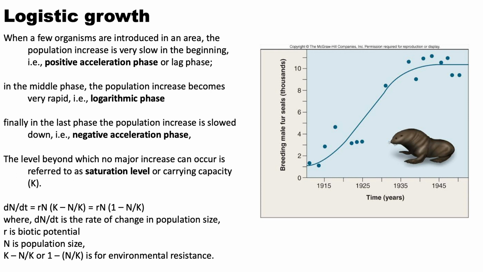the growth rate is very slow, and this is known as the lag phase or positive acceleration phase. Then in the middle phase, the population starts increasing very rapidly, and so it's called the logarithmic phase, right? And towards the end, as it reaches carrying capacity, it starts slowing down. That is known as the negative acceleration phase.